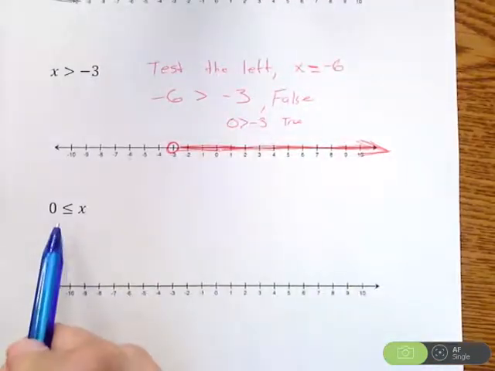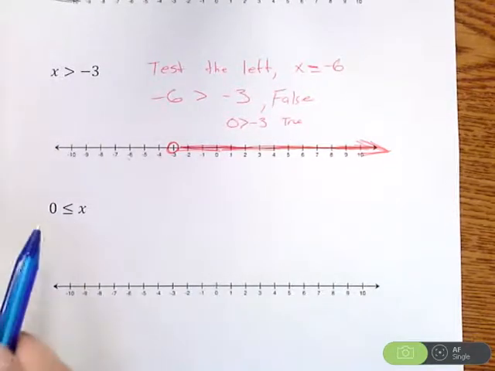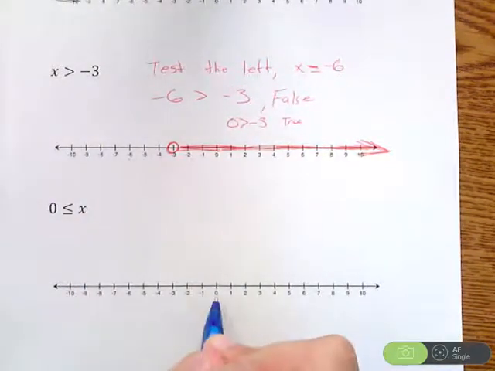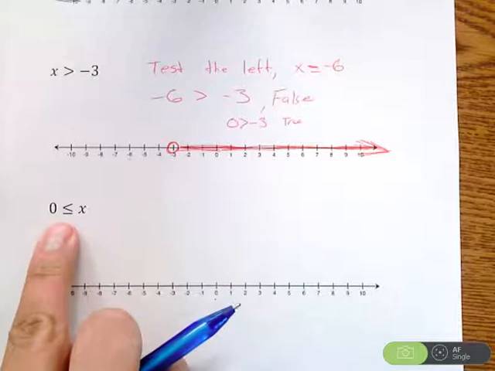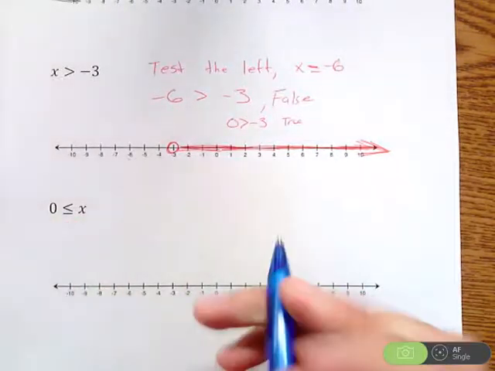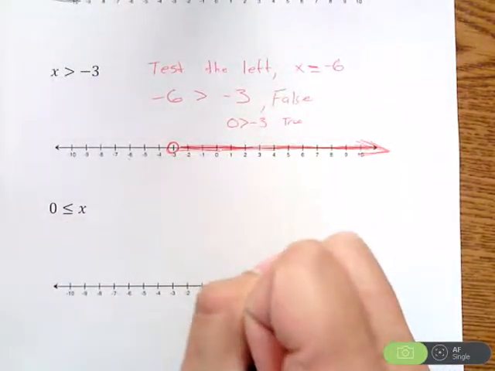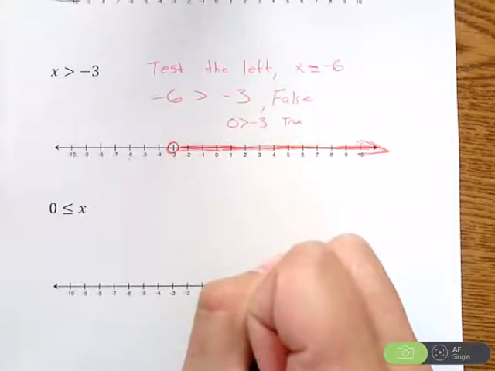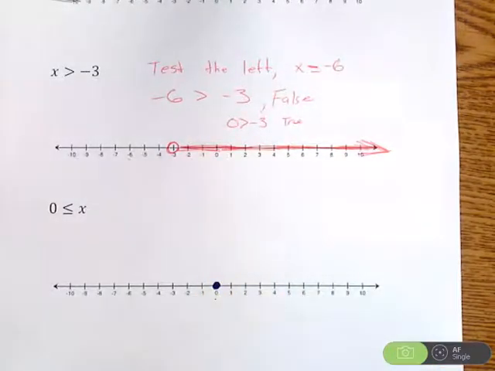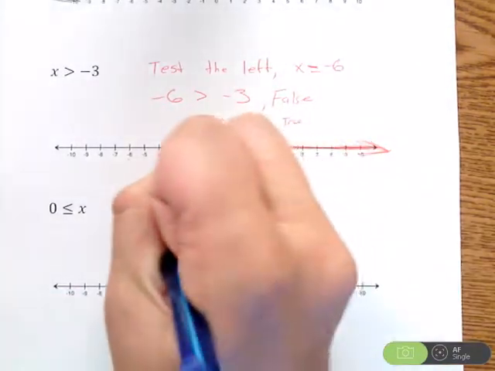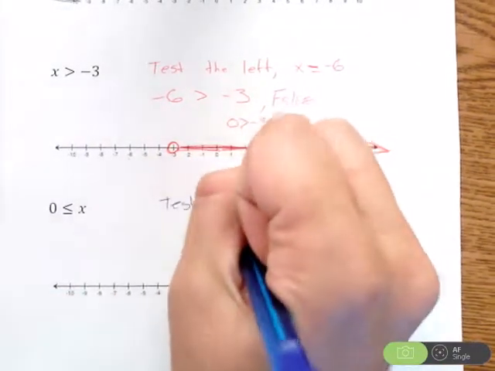Last example I'm going to show you. 0 is less than or equal to x. So my number is 0 right in the center, and because of the inequality, because we're less than or equal to, I need a filled in circle at 0. So I got to figure out, are my solutions to the left or to the right? So you can pick one way or the other. It doesn't matter. Let's test the right this time.